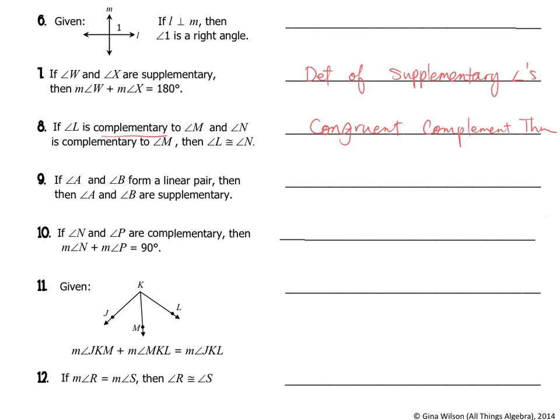Number 9, if A and B form a linear pair, then they must be supplementary. So this is the supplement theorem, right? Number 10, if angles N and P are complementary, then they add up to 90 degrees. This is the definition of complementary angles.